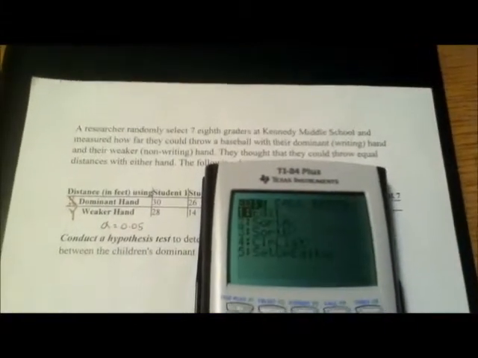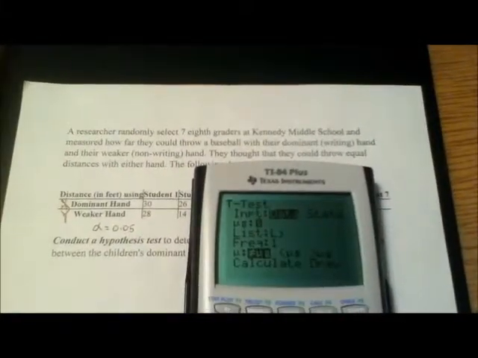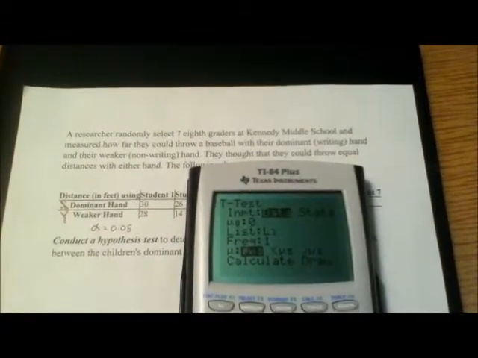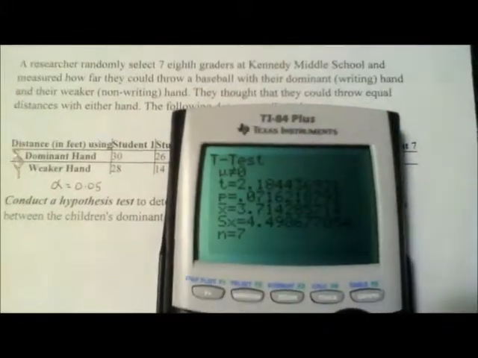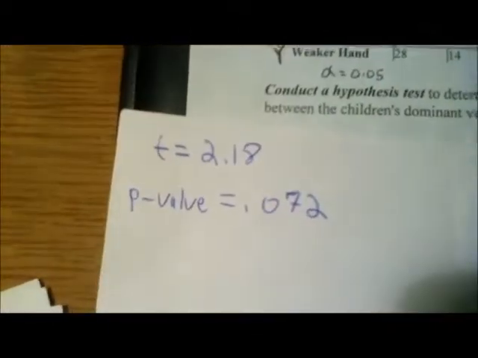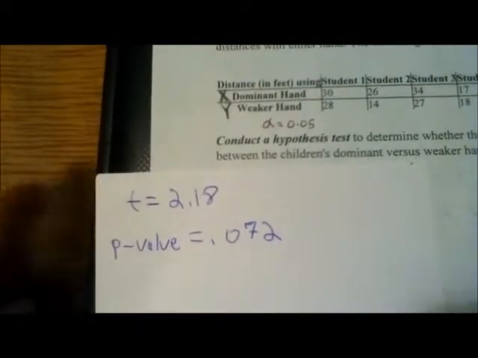Then you want to hit STAT, go to TESTS, and go to T-Test to get your data. Make sure your null is 0, your list is L3, and your frequency is always 1. Your alternate hypothesis is not equal to 0. Then you hit calculate, which gives you your results. In this case, your test statistic is 2.18 and your p-value is 0.072. Then you want to see whether you reject or do not reject the null.